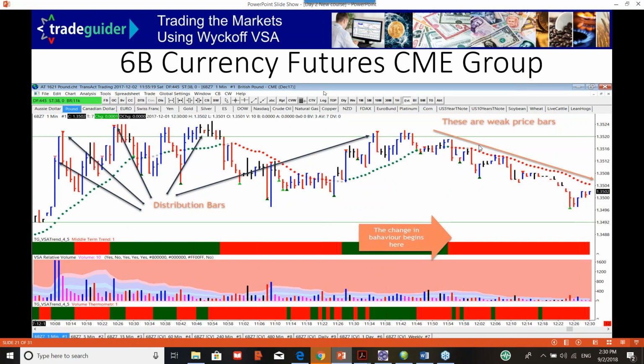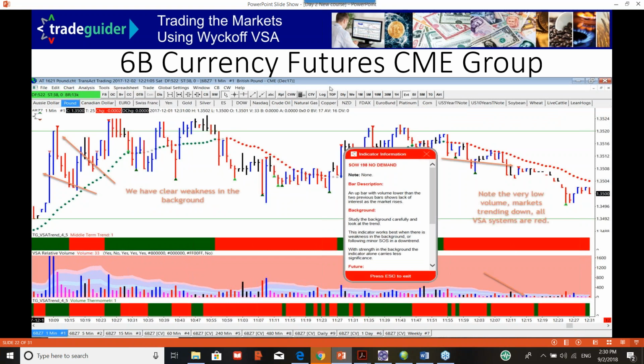We now have, as you can see, after the sign of weakness at the trigger, 2 lower lows. And what's our best entry? It's going to be a no demand bar or supply coming in. And in fact, we get a very low volume up bar, no demand. The market's changed behavior. We've made 2 lower highs. We've got weakness in the background, and the market has fallen. And there's your entry. This is specific.